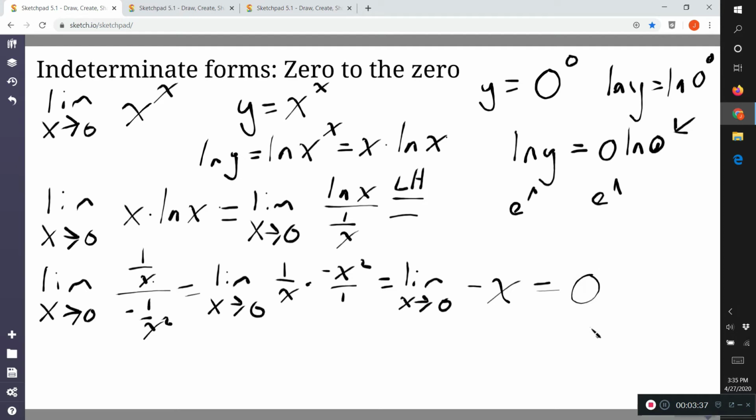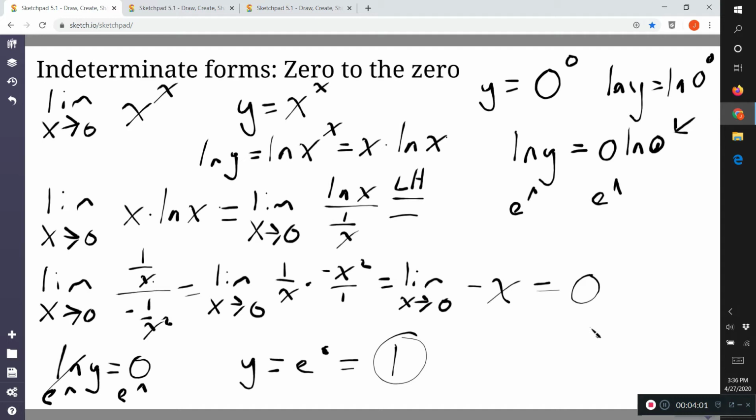But that is not our answer. What we just determined is that the natural log of y is going to equal 0. So to solve that, we have to take e to the power of each side. E to the power of a natural log will cancel it, and we'll get y equals e to the 0, which is 1. And that's our answer there. So that's the general approach we're going to apply every single time, is to use the natural log trick.